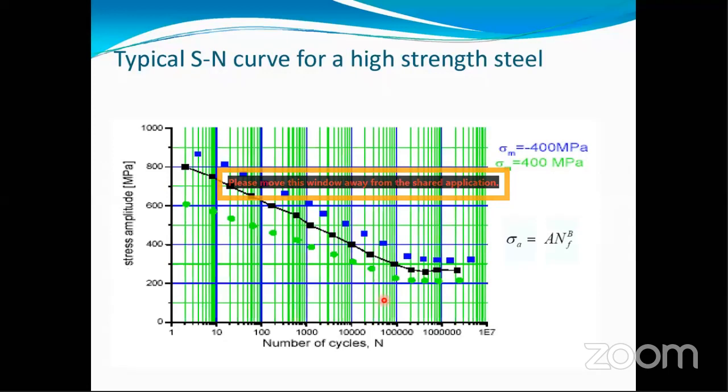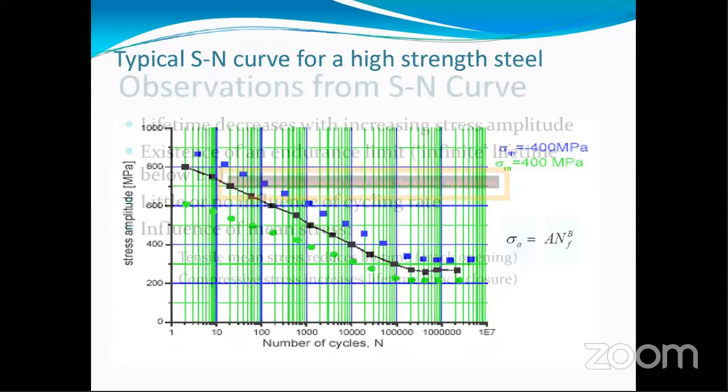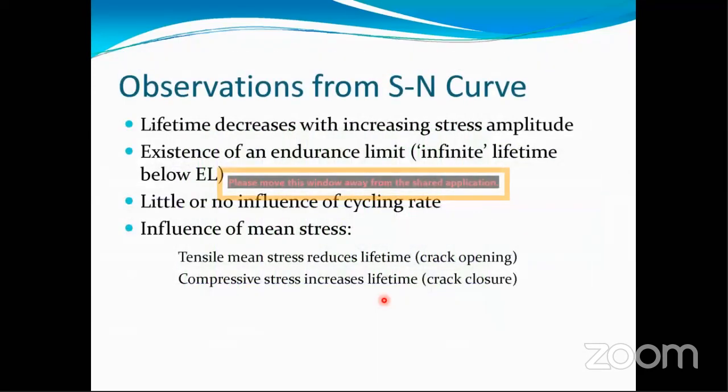For most of the materials and most of the geometrical test cases, these values are available, but most of them are limited only to lab level specimens. So this is what we can observe from the SN curve. Lifetime decreases with increasing stress amplitude. There is an existence of an endurance limit, or infinite lifetime, below the endurance limit.